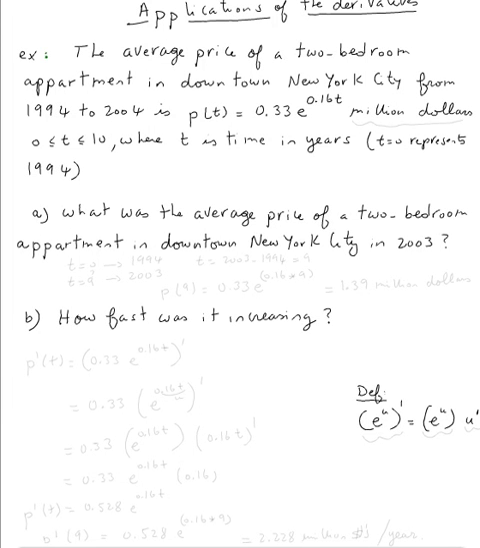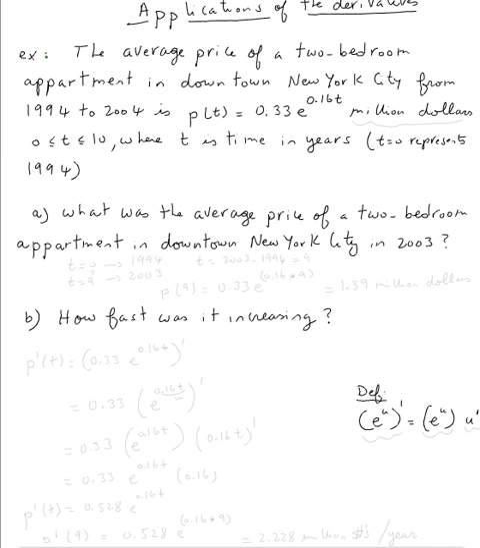The topic here is applications of the derivatives. So let's do this example. The average price of a two-bedroom apartment in downtown New York City from 1994 to 2004 is P of t equals 0.33 e to the 0.16 t million dollars, where t is in years and t is between 0 and 10. So t equals 0 is 1994.